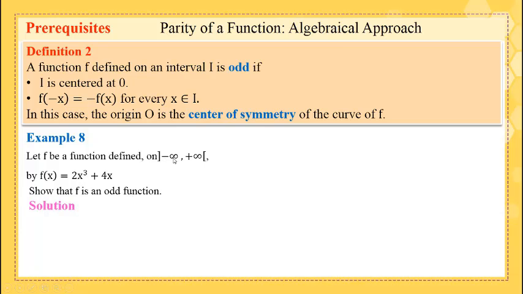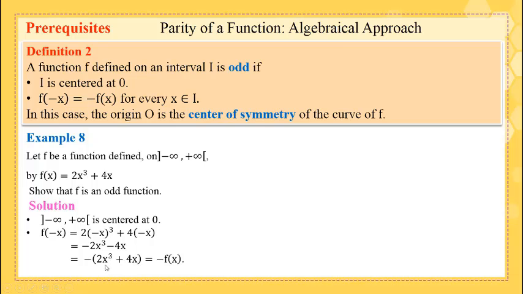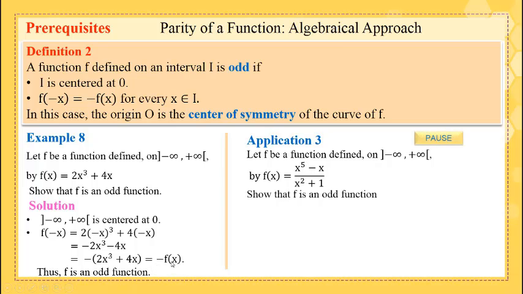First, minus infinity, plus infinity is centered at 0. For f of minus x, we must substitute x by minus x to get minus 2x cubed minus 4x. Take minus as a common factor. You will notice that inside this parenthesis, this expression equals f of x, which means that f of minus x equals minus f of x. Thus, f is an odd function. Application. Please stop the video, then solve this application.